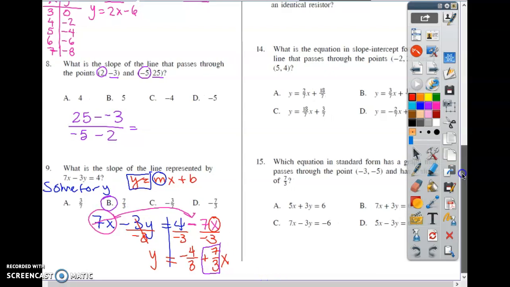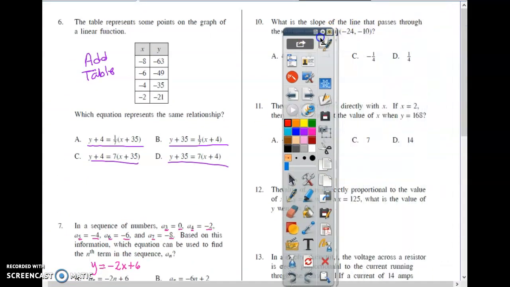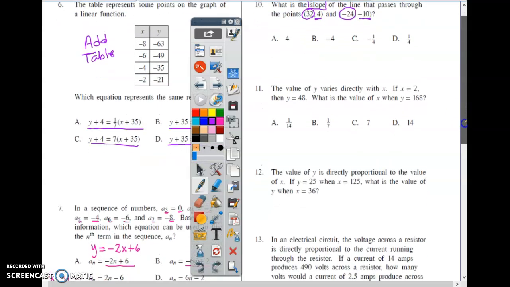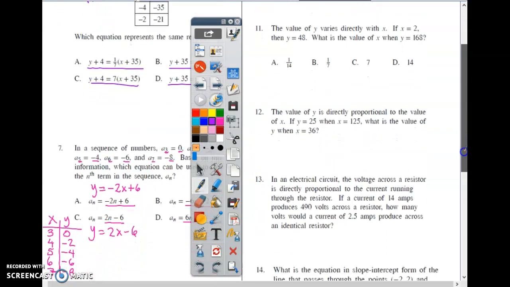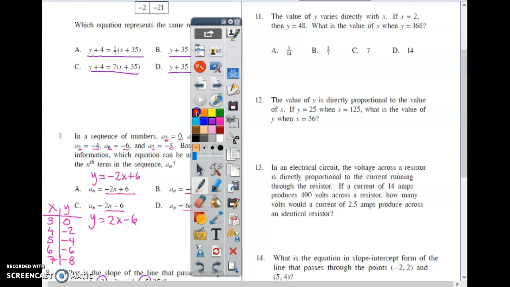Okay, at the top, you guys can do number 10 by yourself. It's asking for slope. So you're going to subtract the y's, subtract the x's, and divide. Just like we did problem number 8. Okay? Igualito. Number 11 is like what we did on Friday. 11, 12, and 13 are like what we did on Friday when I wasn't here.